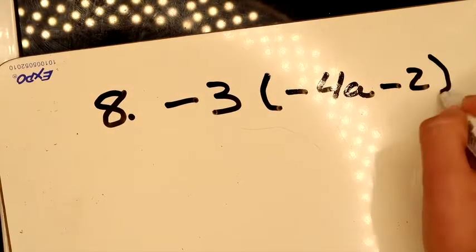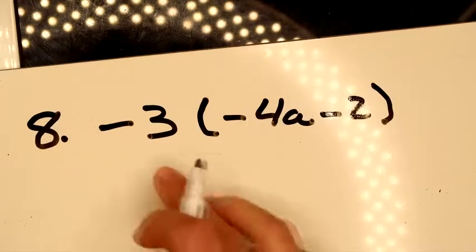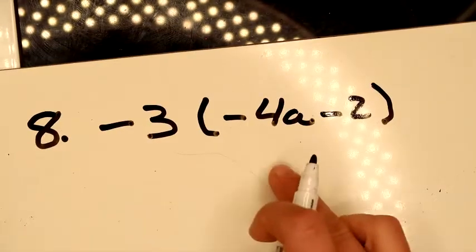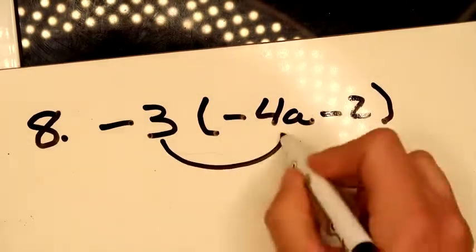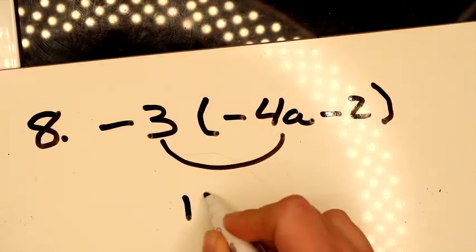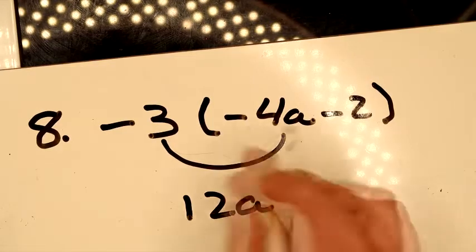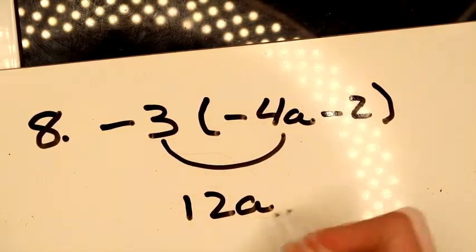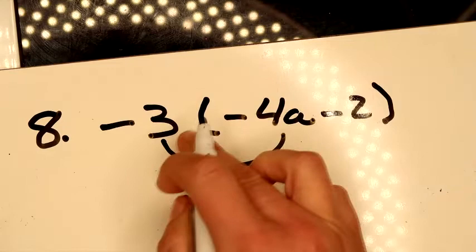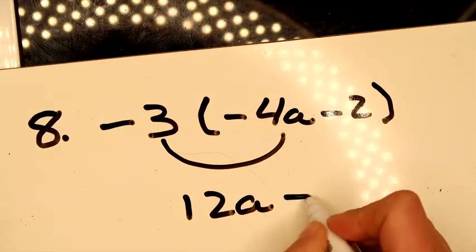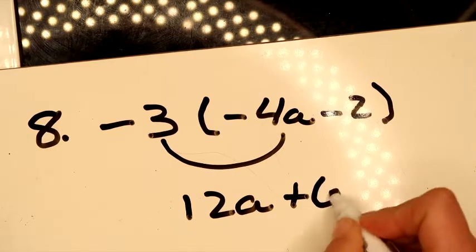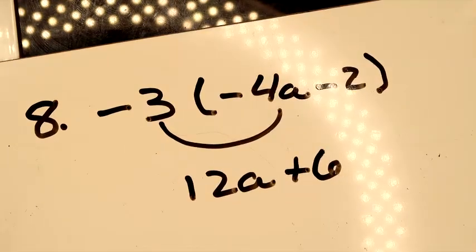So anyways, we're on problem 8. We have negative 3 times negative 4a, which is, again, positive 12, because the negative times a negative is positive. We're going to keep the a. Negative 3 times a negative 2 is going to be positive 6. And that's our answer for the first 8 problems. Okay?